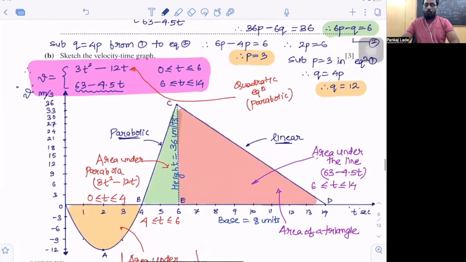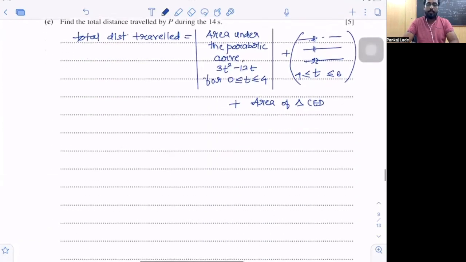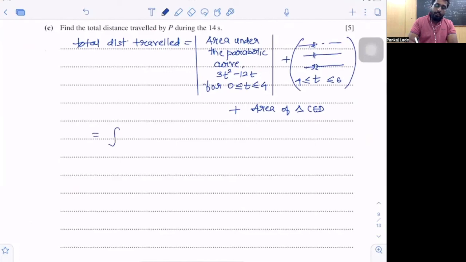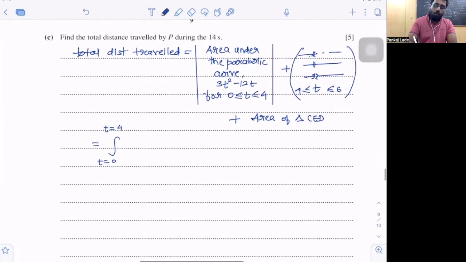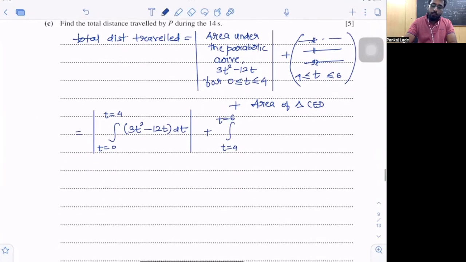Okay. So let's begin. So even if you do integration, you're going to get the same answer. So I write integration of t equal to 0 to t equal to 4. And what you want to integrate? 3t square minus 12t dt. And we'll keep this in modulus sign. Okay, you're going to keep this in modulus sign like this. And then plus integration t equal to 4 to t equal to 6. Again, you want to integrate the same equation. 3t square minus 12t dt, right?